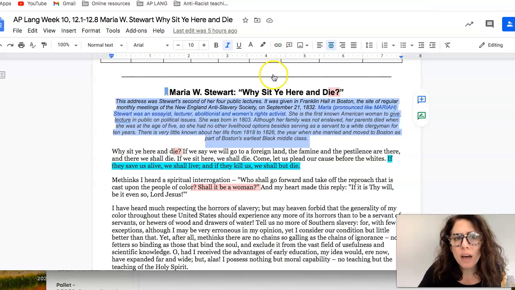And so we can get a lot of that situation information from this blurb up here. And as I said in class, we're learning that Mariah Stewart was a lecturer.